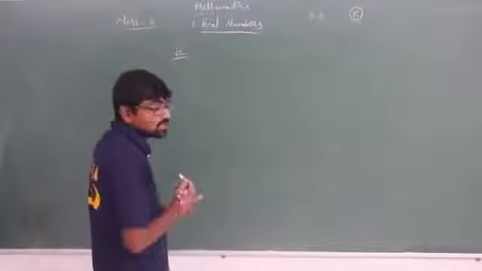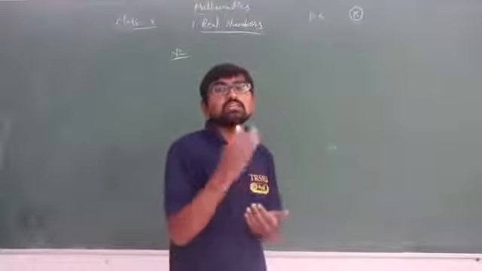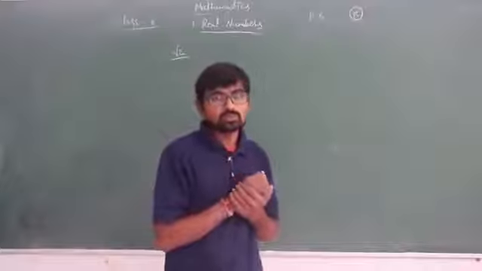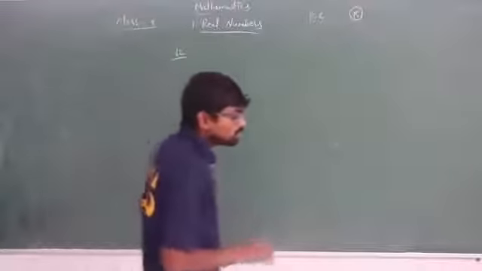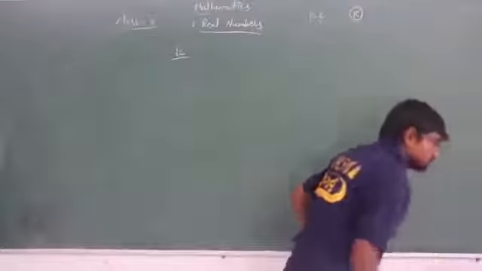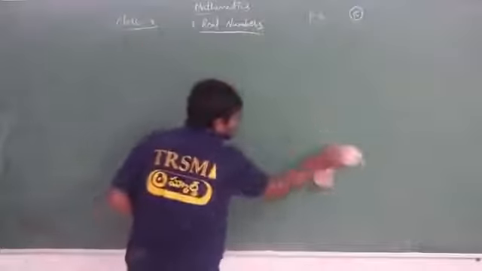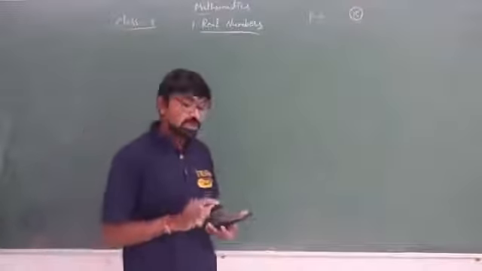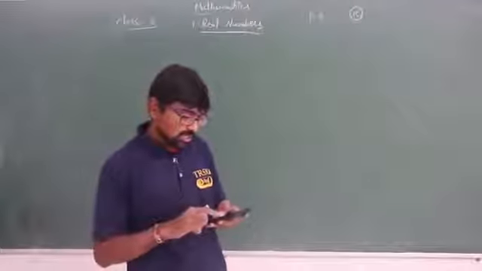Root 2 is an irrational number. Why? We have seen that. Because when root 2 is written in the form of P by Q, P and Q are not co-primes, so our assumption is wrong. Now coming to one more question about irrational numbers. We have solved root 2 and root 5 in our previous class, and why they are irrational numbers.